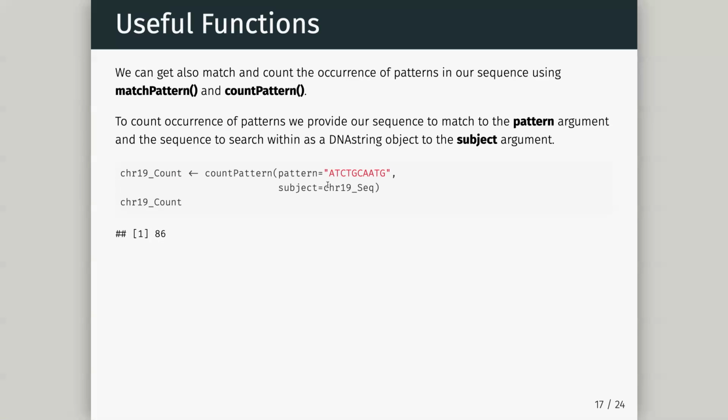But if you want to find a simple pattern, let's say a TATA box at the beginning of a gene, we can use countPattern very efficiently. We just need to provide the DNA string we want to search over, and the pattern we want to try and find in that string. countPattern will just give us the number of times it finds that pattern.